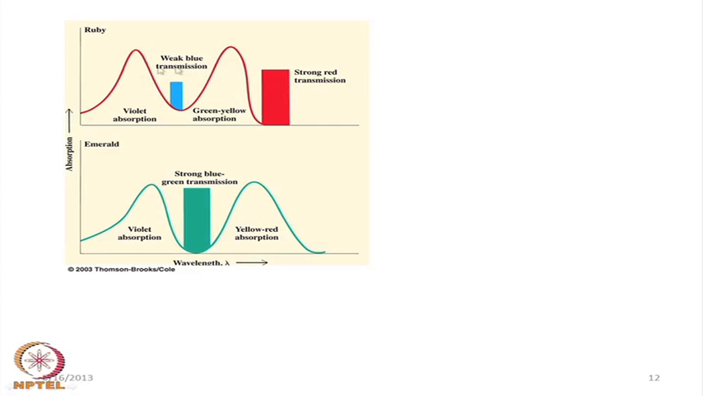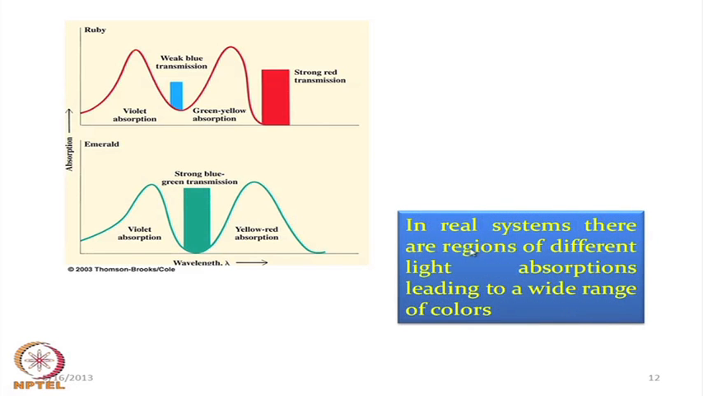So, when we have multiple absorptions, we can also consider the corresponding transmissions in the two color ranges. So, what we see is that we have a corresponding hybrid color of these two. Similarly, in case of emerald, we have the violet absorption and yellow red absorption. So, strong blue green transmission. So, the color of this will be strong blue green, and some part from here can also mix up with the blue green coloration of this.